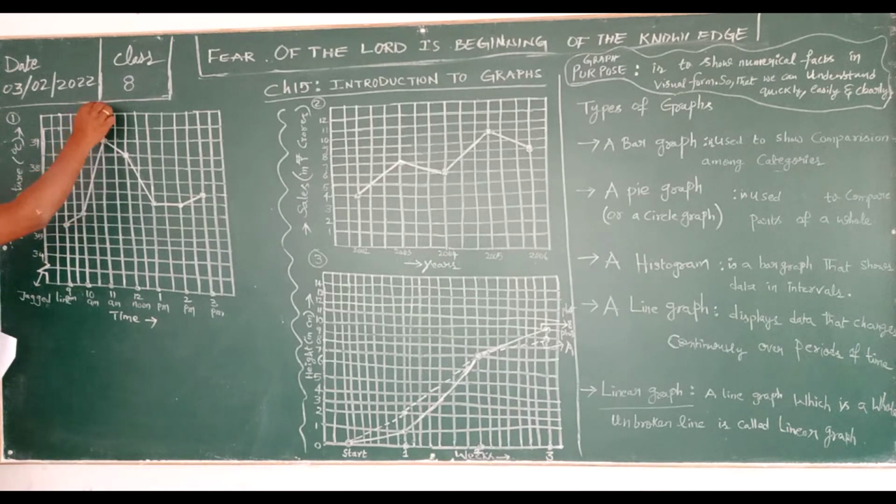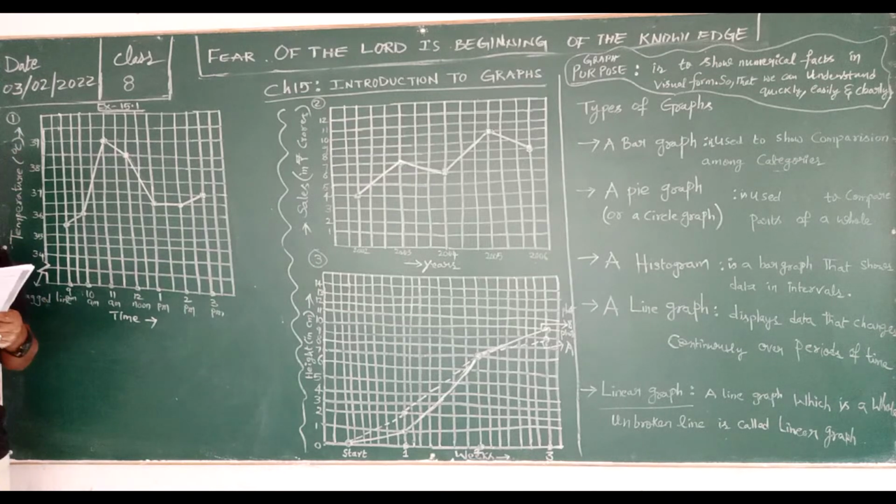In your exercise number 15.1, first problem. Once again, I am repeating, whoever was not present on that day, at least now concentrate and understand what I am saying. The first question says: the following graph shows the temperature of a patient in a hospital recorded every hour. So every hour the temperature is recorded in a hospital. That is the data given. At 9 a.m., what is his temperature?